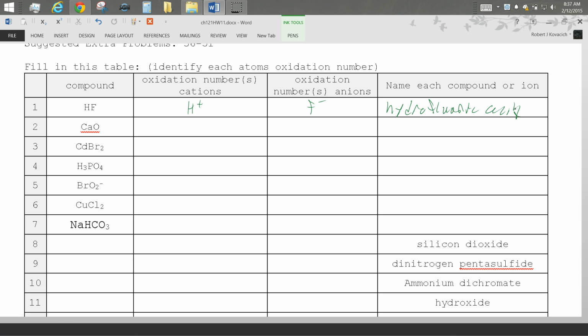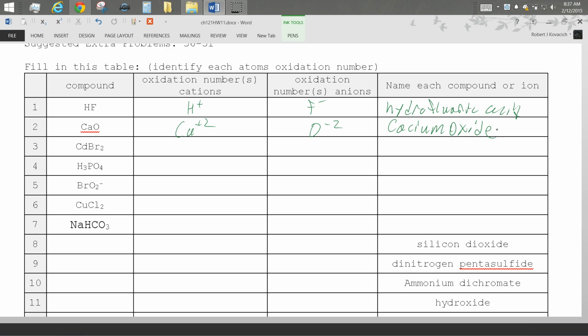group 2 is +2 charge. Okay, so I got a calcium with a +2 charge, and then that makes my oxygen automatically have to be a -2. And the name of this? Do I need to say calcium 2 oxide? I do not. Why do I not? Calcium only has one possibility, one oxidation state, and that's +2.